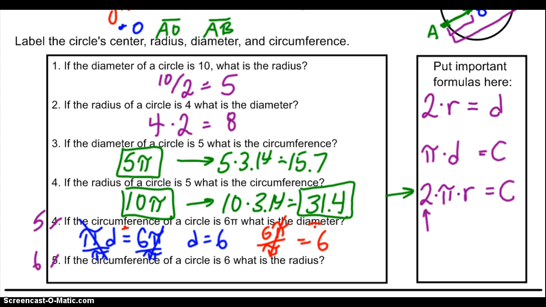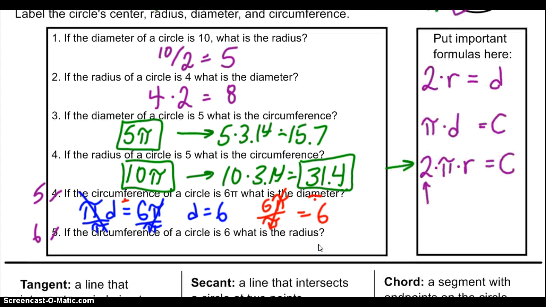Either way works. Let's look at the last one, number 5. If the circumference of a circle is 6, what is the radius? Well, this is similar to the last one, except we don't have 6 pi, we just have 6. So if the circumference of a circle is 6, let's see. To get back to the diameter, I would divide by pi, and then to go from the diameter to the radius, I would divide by 2. So I have 6 divided by pi, and let's see, 6 divided by 3.14.